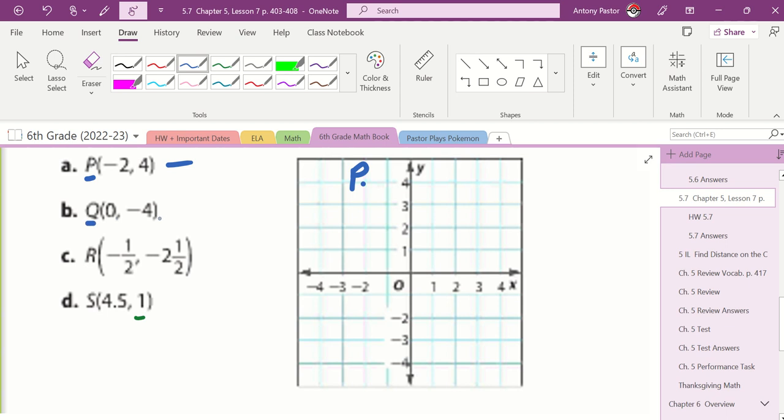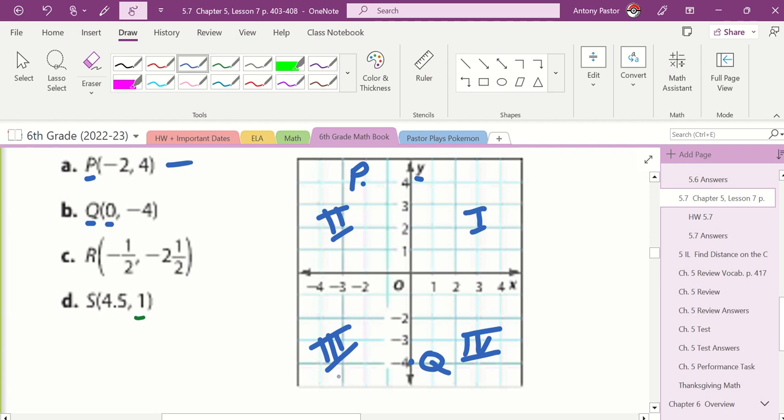Point Q will be at 0, -4. Now remember, if one of your numbers is 0, that means you're not moving left or right. So I'm not going to go left or right because it's 0, but I am going to go down to -4 right there. And I will mark that one as point Q. Now remember, point P is in quadrant 2. This is quadrant 1, 2, 3, and 4. Point Q is not in either quadrant. Point Q will actually be on the y-axis, this line running up and down, and it will be between quadrant 3 and 4.